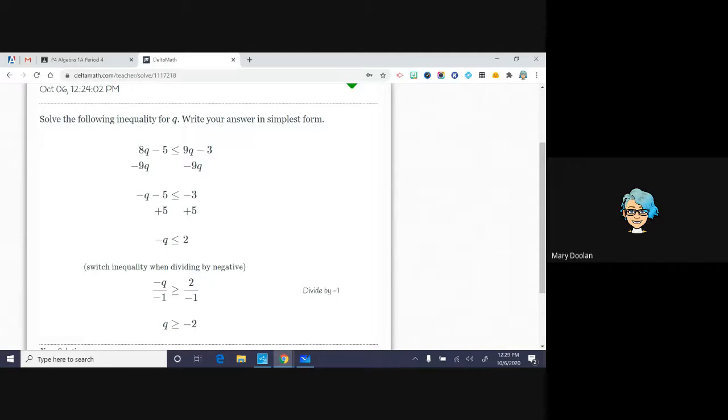So in math, there's always a lot of ways to get from point A to point B. All right, and there's not necessarily one correct way. But that is the end of our meeting.